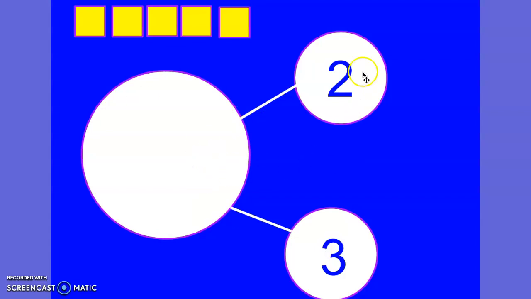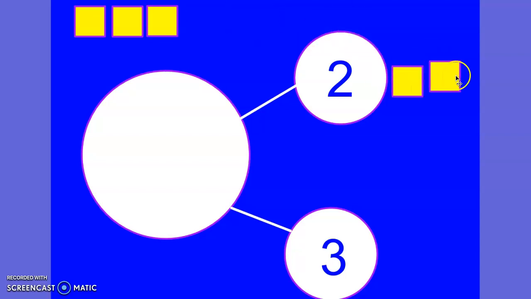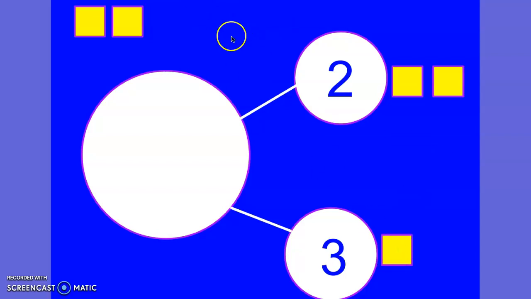So right here we have the number 2. And we have the number 3, and we have to figure out what our whole number is. So that is what goes in our big circle. So to do this, I'm going to use my blocks, and I'm going to move 2 here. And then I'm going to move 3 here.